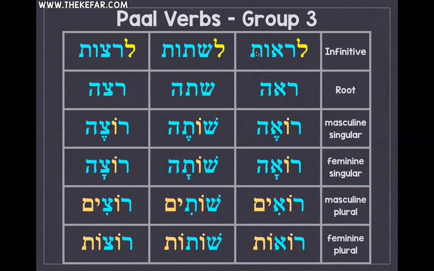And remember that in the plural, both the masculine and the feminine, that hey in our root is going to drop out. So we just have the first two letters: the resh aleph for lir'ot, the shin tav for shotim, and the resh tzadi for rotzim or lirtzot.